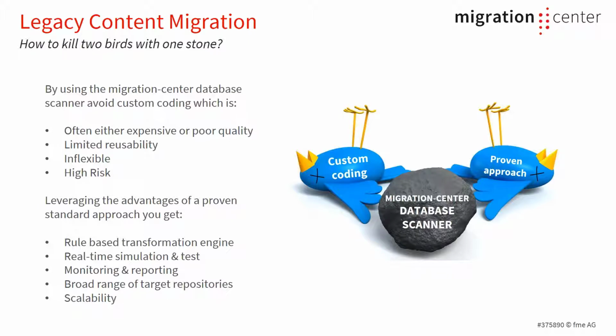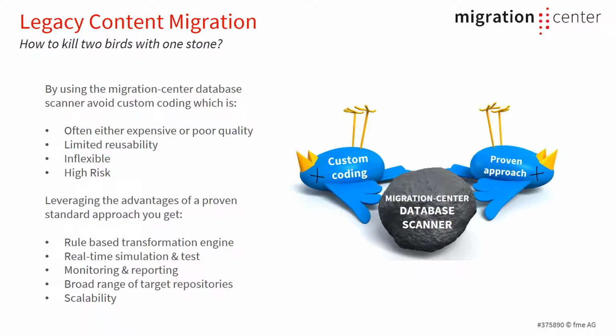You can kill two birds with one stone. First, you can avoid custom coding for extracting content from your legacy ECM, because custom coding is typically either expensive or poor quality. Its reusability is very limited, it's inflexible, and in the end it's high risk. But it's not done with extracting the data. You need to process these data, and you need to inject it to the new target system. And that's basically the second bird we kill.